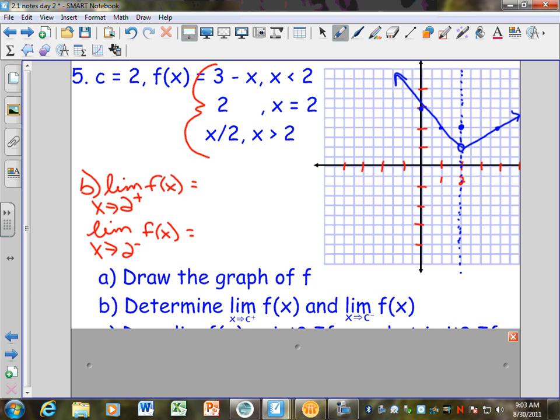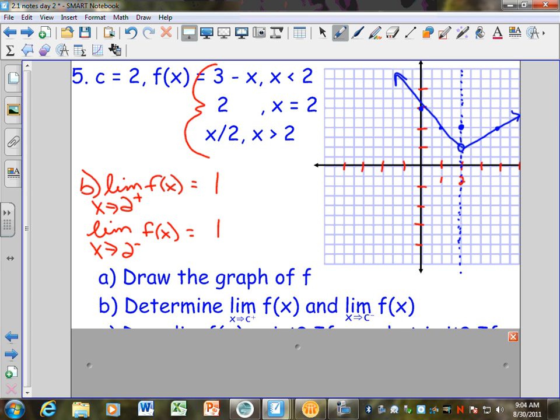So as I'm coming from the right of 2, as I'm coming from this side, I'm going to look up at my graph, and I'm going to say what is the y value that I'm getting closer and closer to as I approach 2. 1, right? Do you agree with that? And coming from the left of 2, that just means numbers less than 2 coming from the left. I'm now up here on this little part of my graph. And what value am I getting closer to? 1 again.